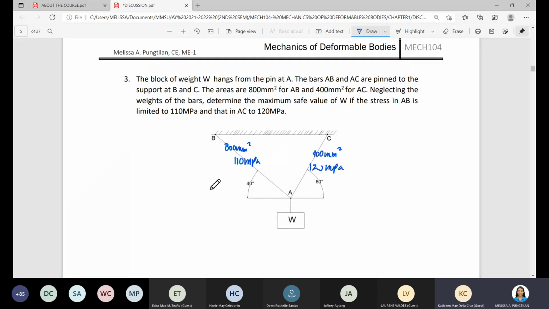So the first step here is to draw for the free body diagram para ma-determine yung mga forces ng AB and AC. So let's say this is the W. This is force at AC and force at AB.